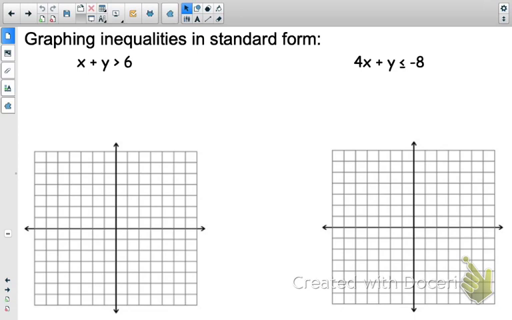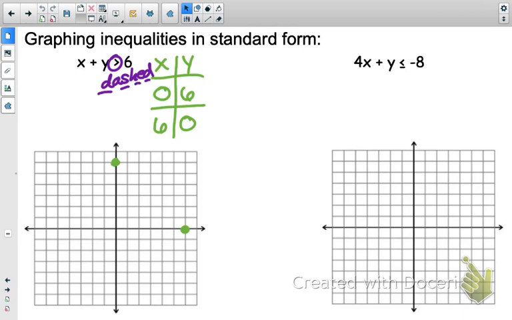All right, our next is graphing inequalities in standard form. So our steps are going to stay the same, except when we have equations in standard form, we use an intercept table to graph them. Again, going back to, I think it's topic 3 in our packet. So if we plug in 0 for x, we get a y value of 6. If we plug in a 0 for y, we get an x value of 6. Plot those 2 points. Now, because of that inequality sign, we're going to use a dashed line to connect them.